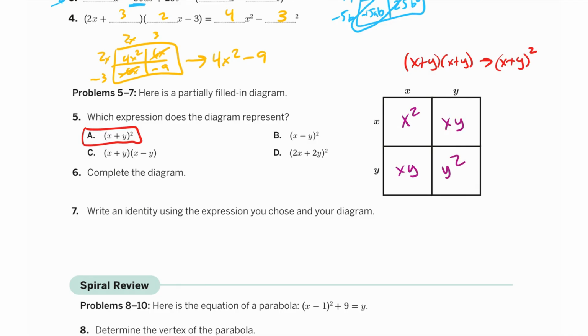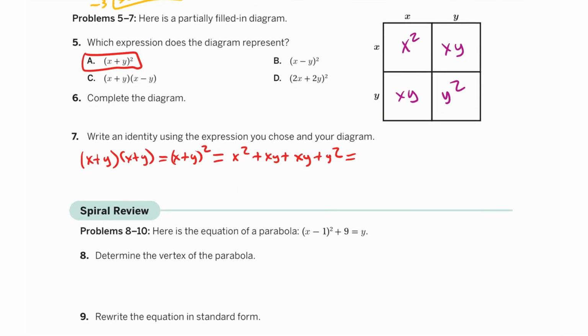And then for number 7, write an identity using the expression. So our identity here could be a couple different things. I'll say x plus y times x plus y, which is equal to x plus y squared. We know that that is equal to what's inside the box, which is x squared plus xy plus xy plus y squared, which to finish that off in our identity, we'd get x squared plus 2xy plus y squared.